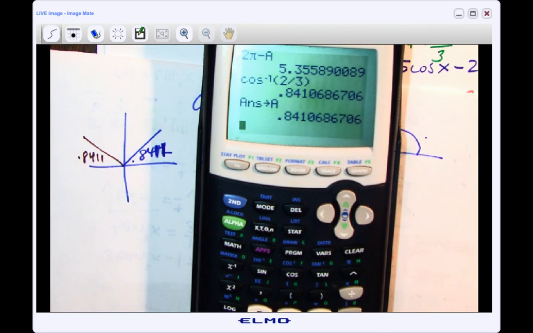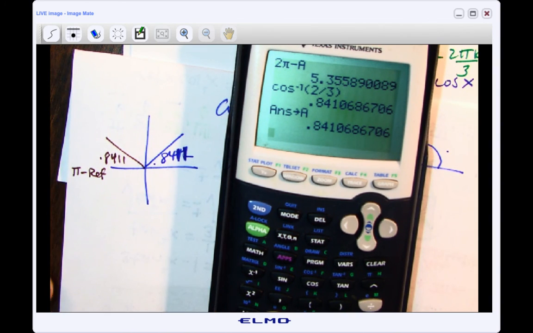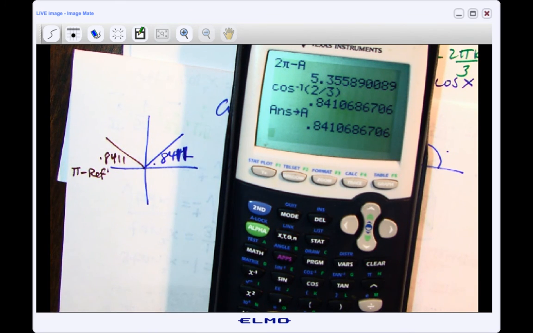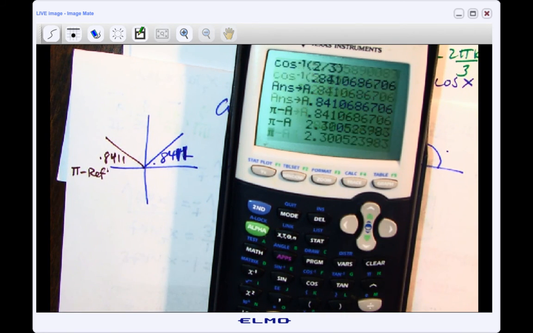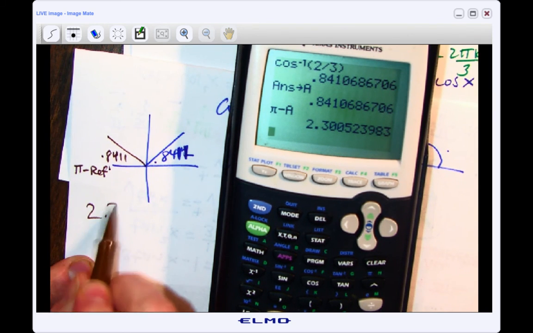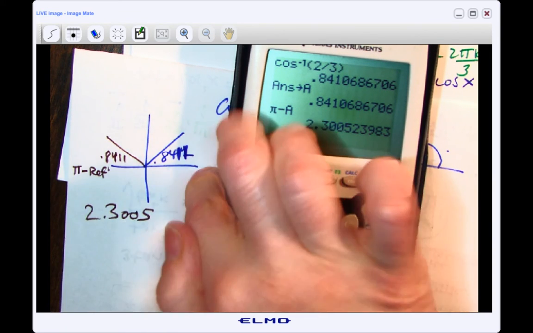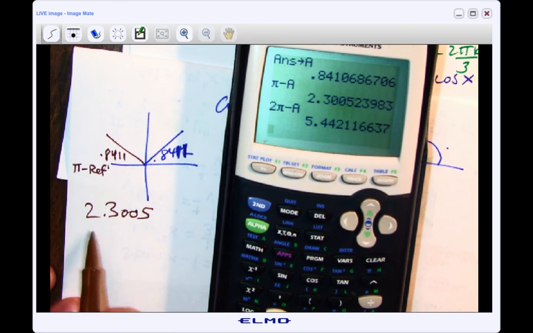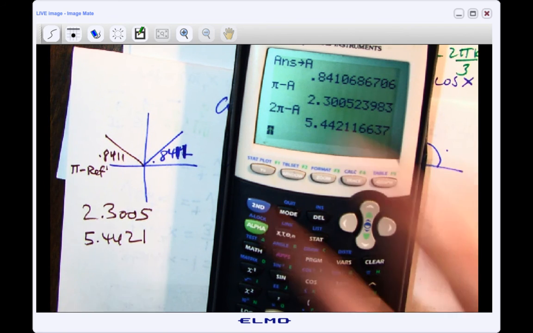So to get to this one, what am I going to do? I'm going to do pi minus the reference, right? Because if I went all the way to here, it'd be pi. So if I back it up by the reference, that would be that. So I'm going to do pi minus A. So my first one is 1.9005. Then my next one is going to be in this quadrant, so I want to do 2 pi minus my reference. And that's going to give me 5.0421.